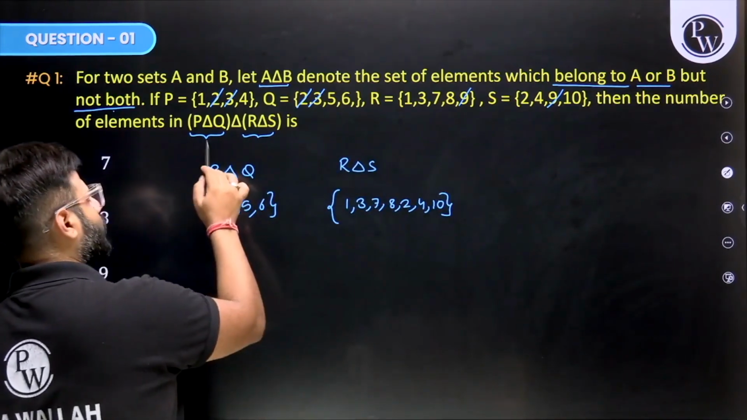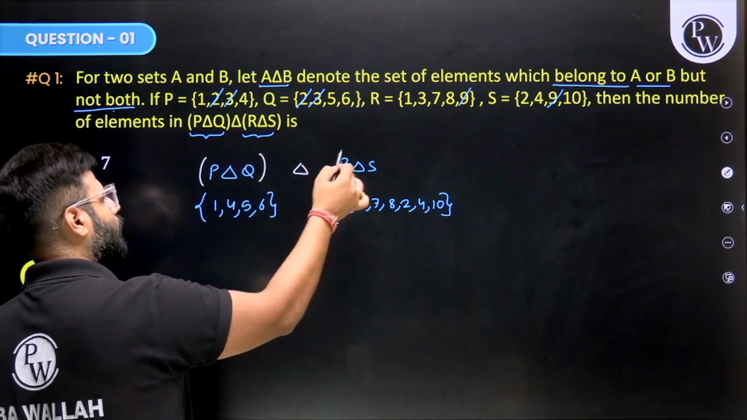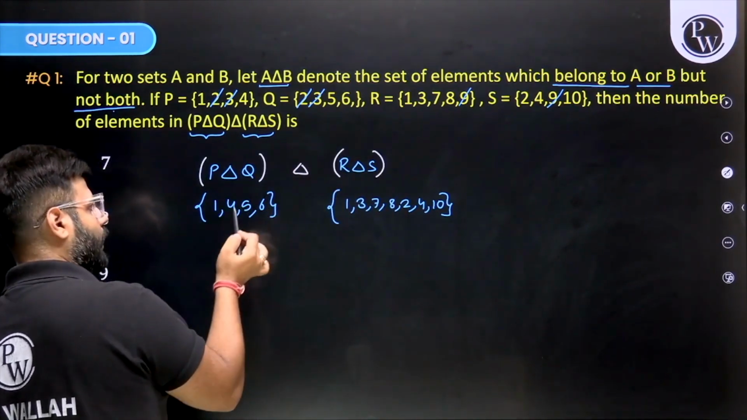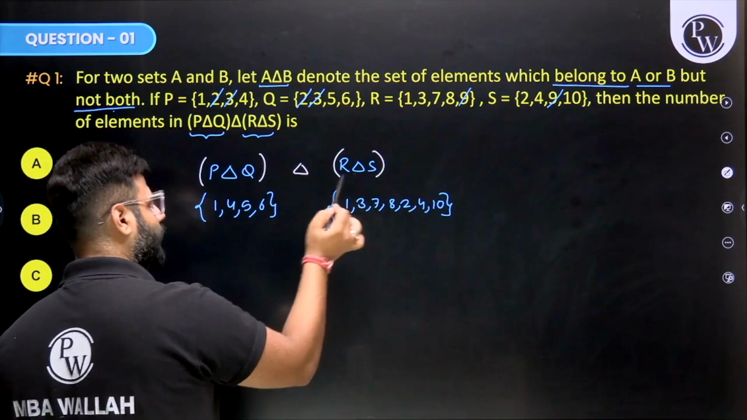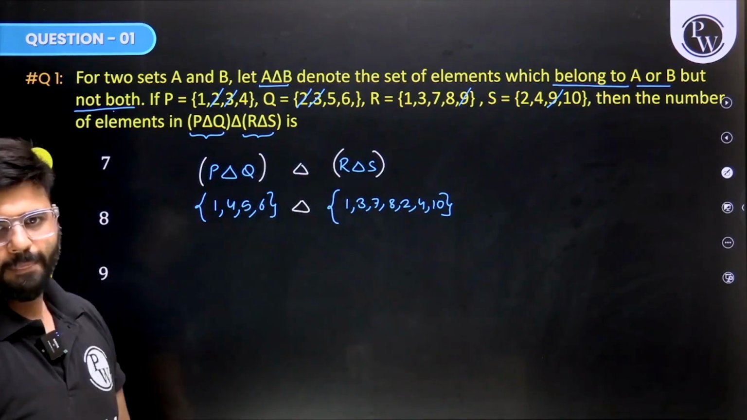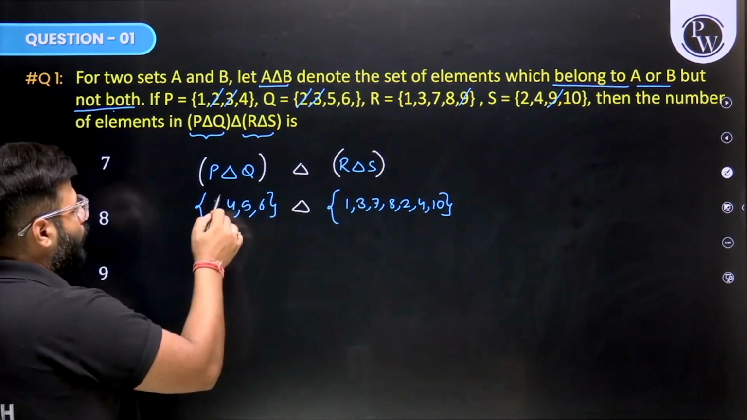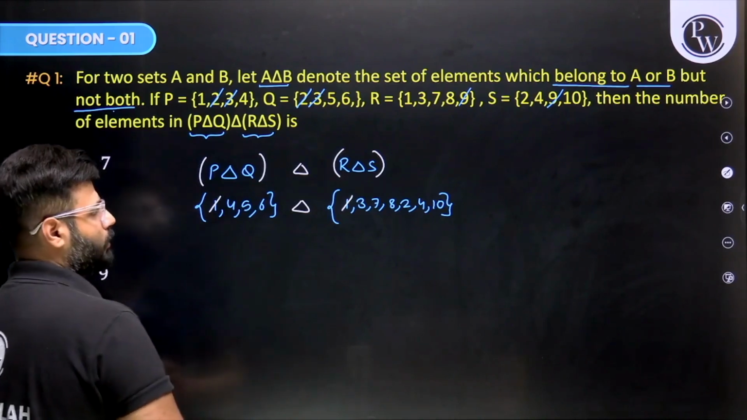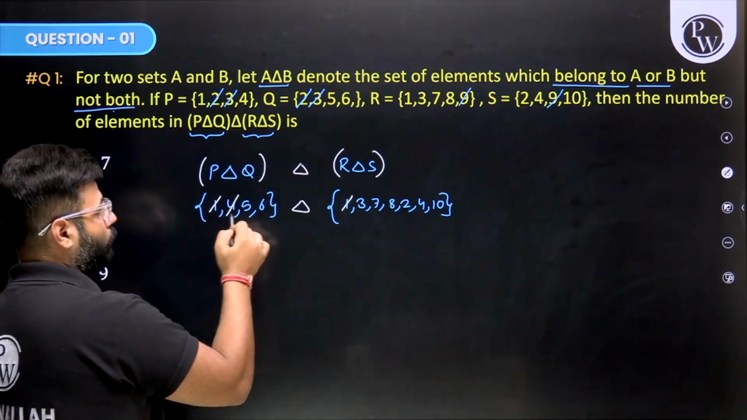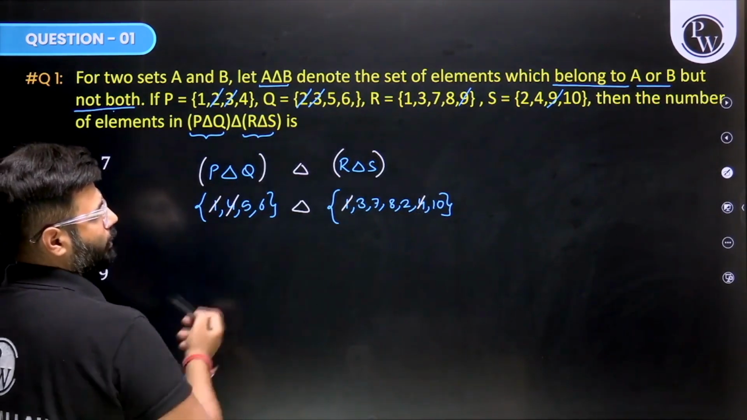So now we have found out this one, we have found out this one. The question further wants this particular set, triangle this particular set. That means this set, triangle this set. So again, get rid of the elements that are available in both. What I see is 1, that's available in both. That is what I'm not looking for. 4, that is not what I'm looking for. 5 and 6, that's not there.